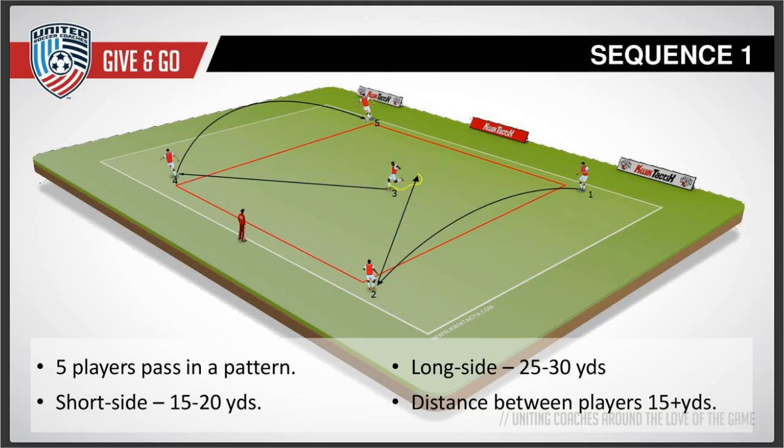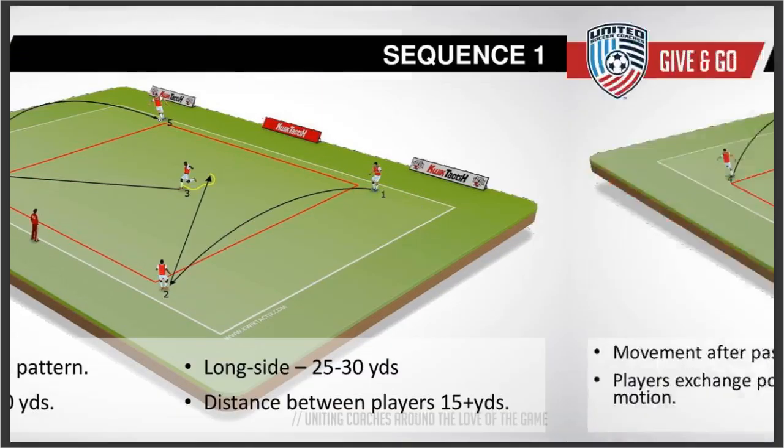The approximate distance from one corner to the other corner on the long side is around about 25 to 30 yards. And again, we can make that area larger if we would like to encourage longer passes, maybe chipped or driven passes. But that's the basic setup in sequence number 1.